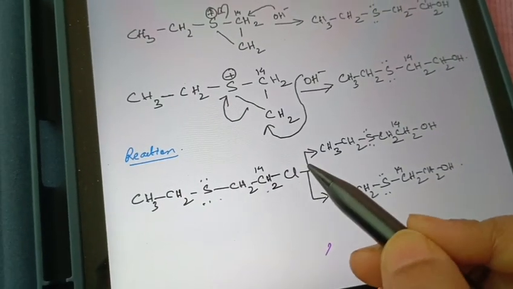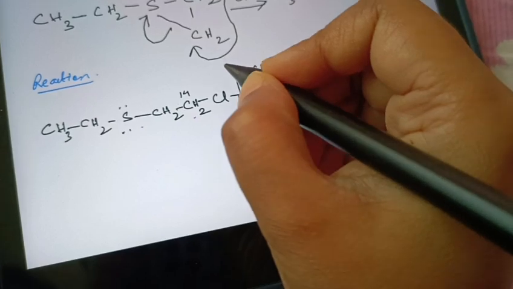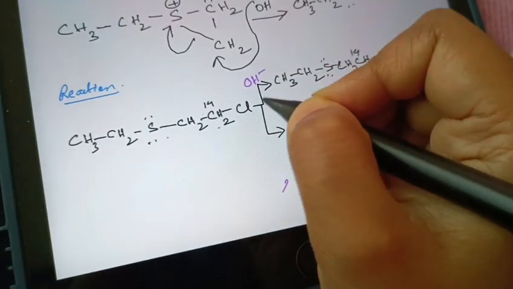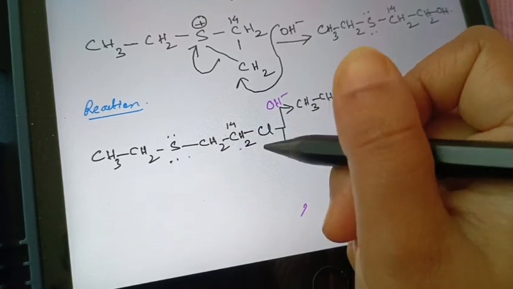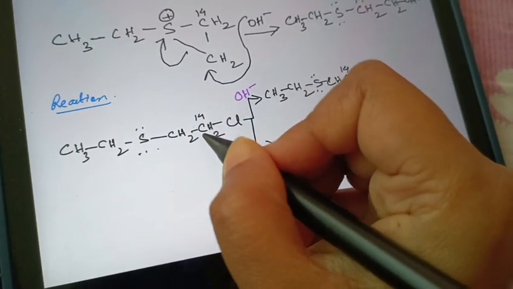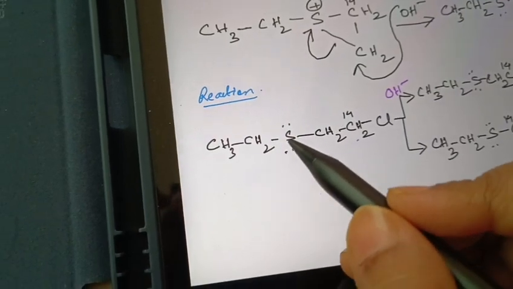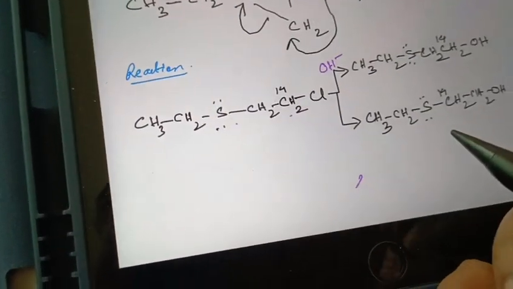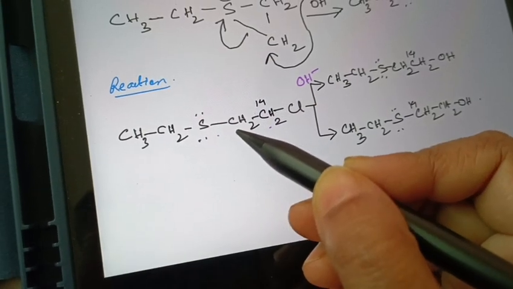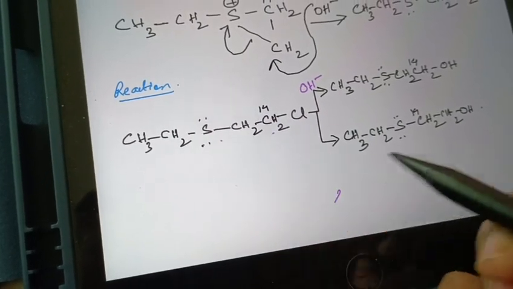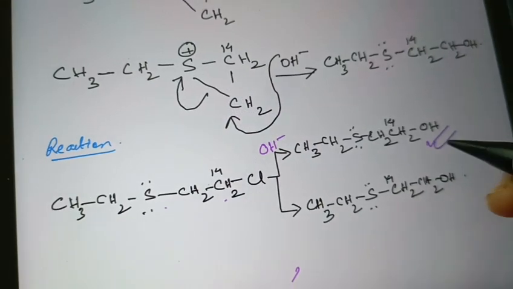One is normal, this group is removed, and the attacking group, that is OH, which we have added as potassium hydroxide, is coming and attacking this particular carbon atom, and the product formed is very normal, right? But in case of this product, you can see this carbon atom is shifted here. So how this takes place we are going to discuss. So this is our normal product that is possible.